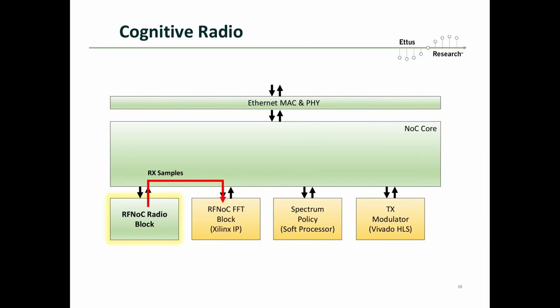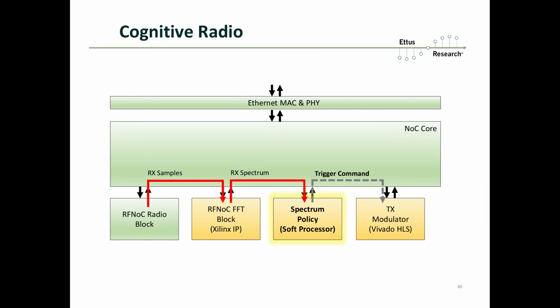Let's consider a hypothetical example of a cognitive radio. Here we have IQ samples received by the rfnoc radio block being routed to the rfnoc FFT block. In this example, the FFT block comes from the Xilinx IP library. The resulting spectrum is then sent to the spectrum policy block, which presumably analyzes the spectrum, looking to raise an alert based on some criteria or trigger condition.